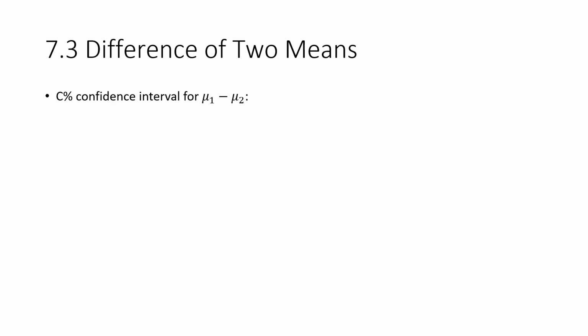Here is the equation that we use to make a C% confidence interval for the difference in the two population means. We use the difference in the sample means as our point estimate, and then we add and subtract a margin of error, which we find by taking a t-star value times the standard error, which we calculate using the square root of s1 squared over n1 plus s2 squared over n2.